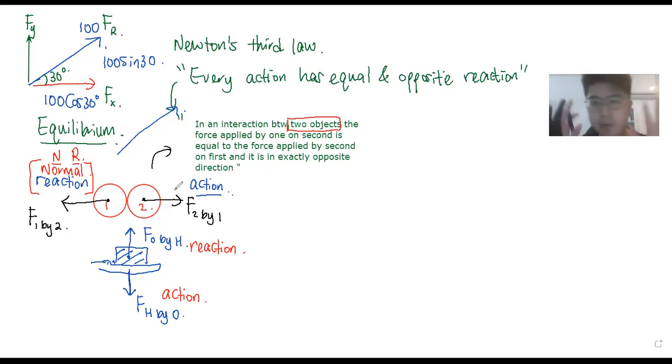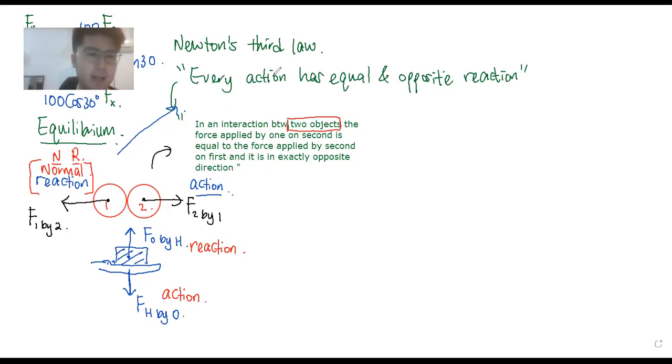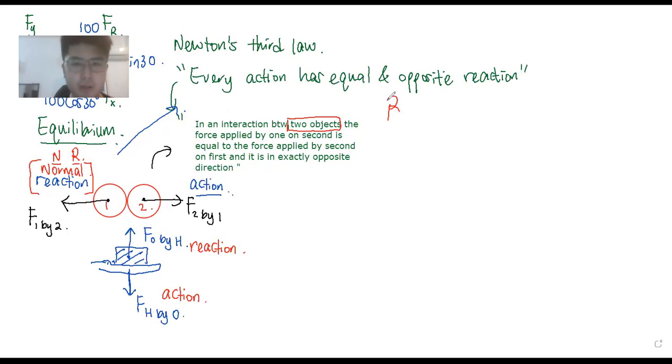So you see it everywhere, normal reactions, action and reaction. This one is just a recap of Newton's third law of motion. Now, Newton's third law of motion has something to do with balanced and unbalanced forces. So we talked about that. Now we go to the next one: balanced and unbalanced forces.